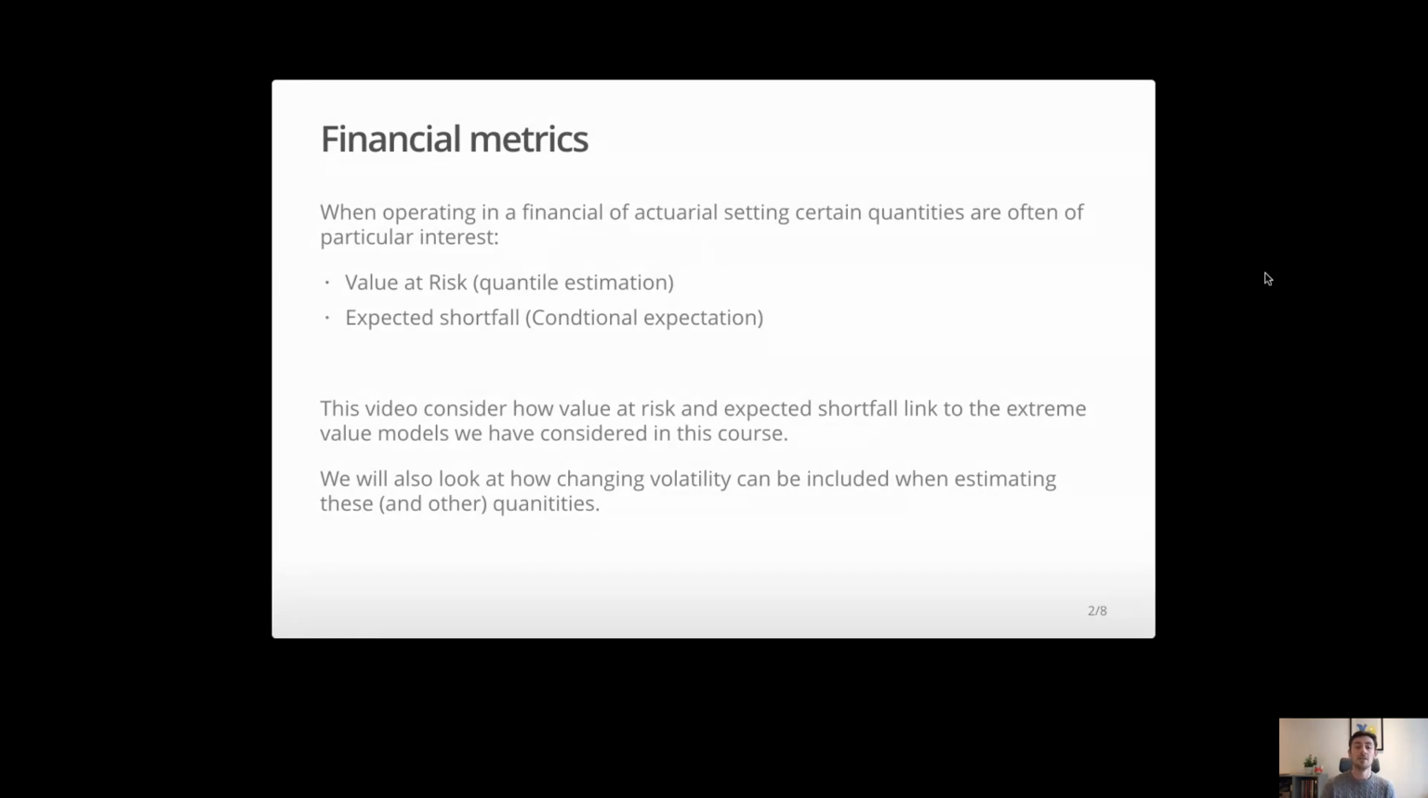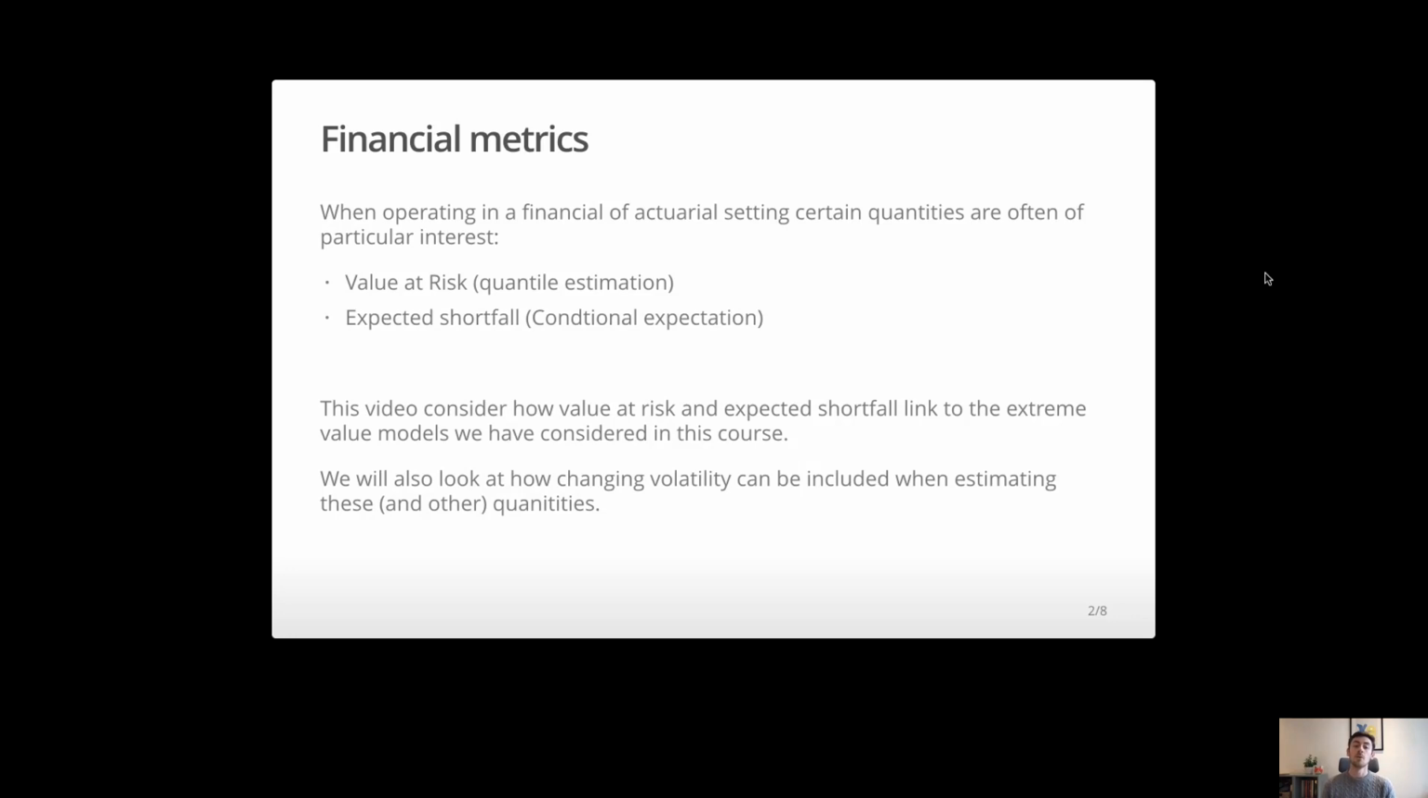So when we're operating in a financial or an actuarial setting, there's certain quantities that are of particular interest to, for example, an insurer or a reinsurer. The first of these is the value at risk, which is essentially a quantile of the distribution of your process, and the expected shortfall, which is essentially a conditional expectation where you're conditioning on your event being large. So this is of particular interest in an actuarial setting where you might be trying to work out what sort of size payment you're going to have to make, given that you're making a large payment.